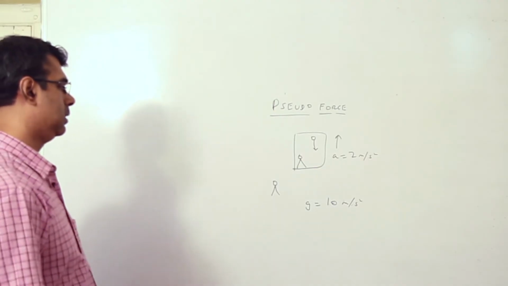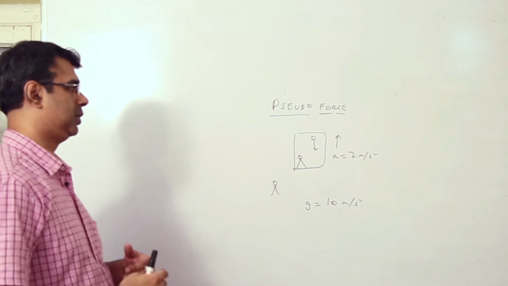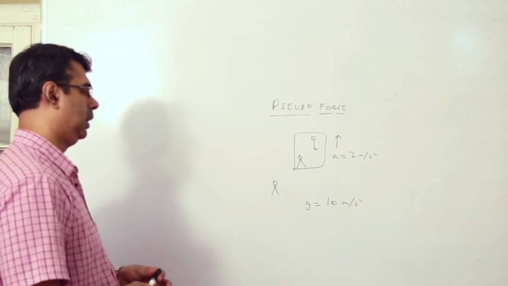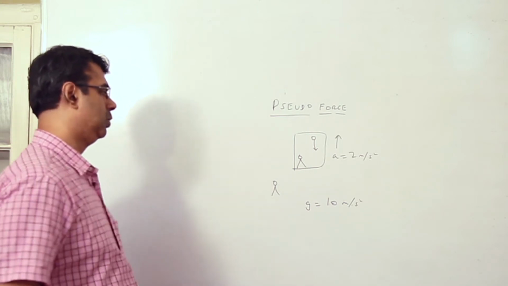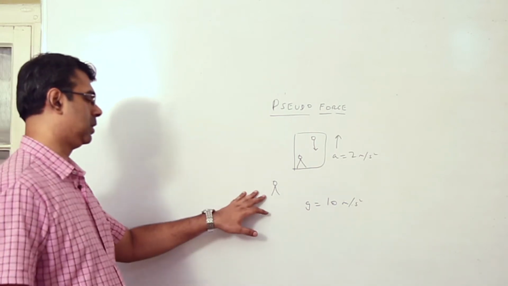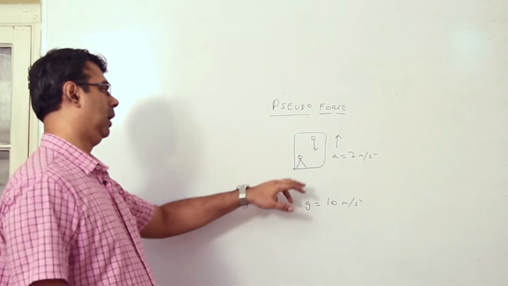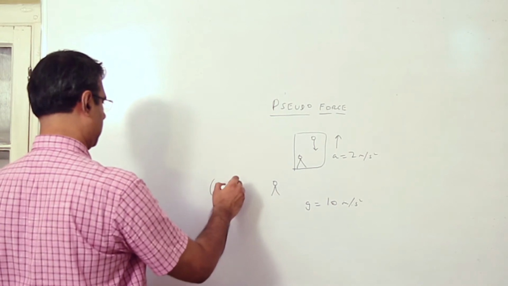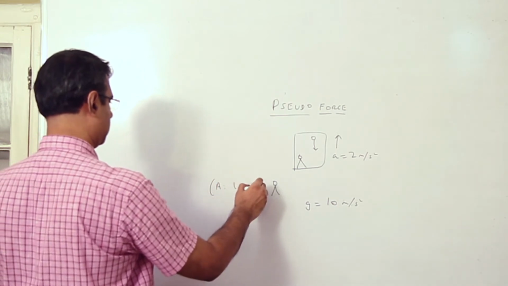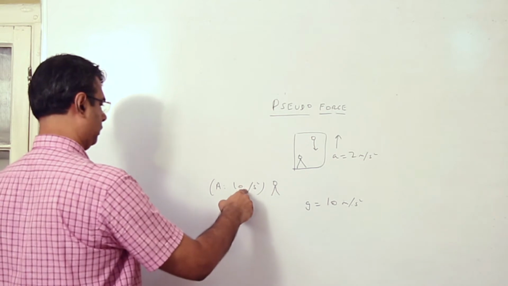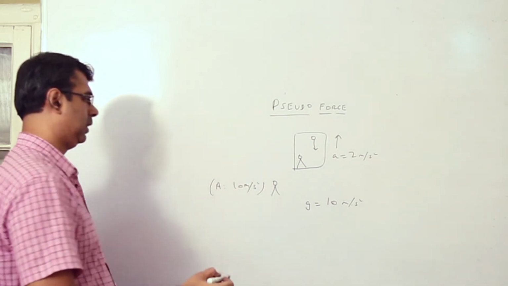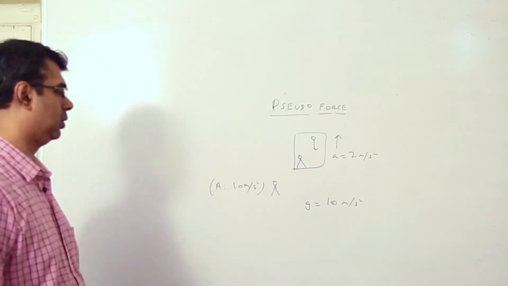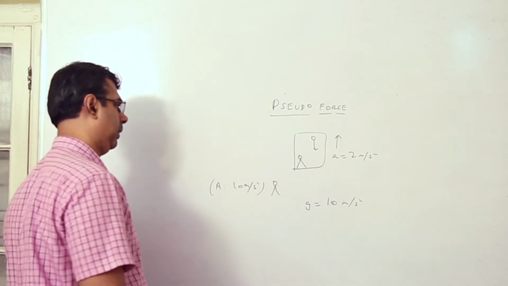Now the thing is, if you just follow your basic knowledge of relative motion, you will realize that this person is looking at the ball as a freely falling object. So this person will give the answer 10 meters per second square. Because for this person, the ball is a freely falling object, so he will give the answer which is equal to acceleration due to gravity, so he will say the answer is 10.